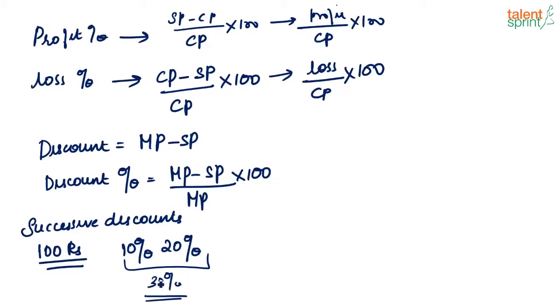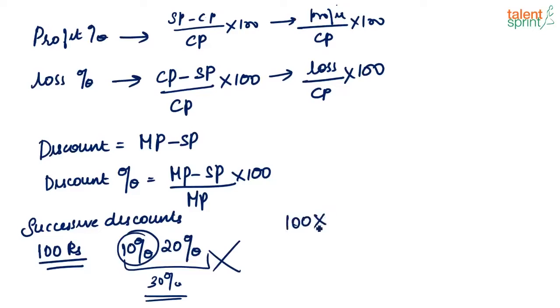So 70 is the effective price of the article. No, don't do it this way. This is not how you do it, like how we learned for effective percentage. See, what they mean by successive discount is that there is an article for 100 rupees on which first I am giving a 10% discount. So what is the price of the article now?